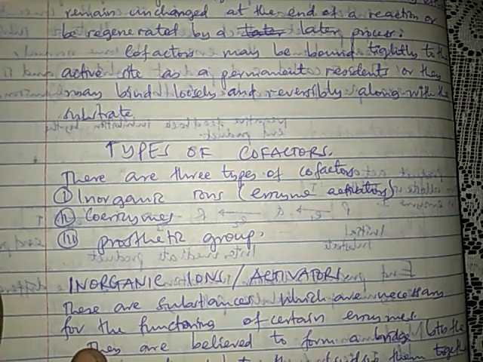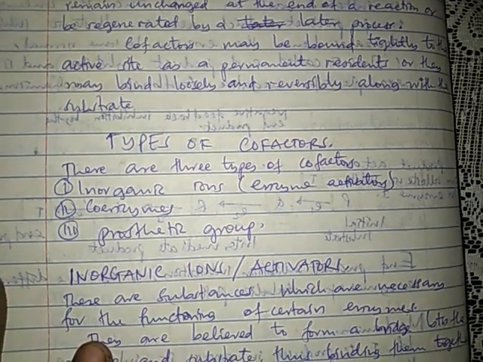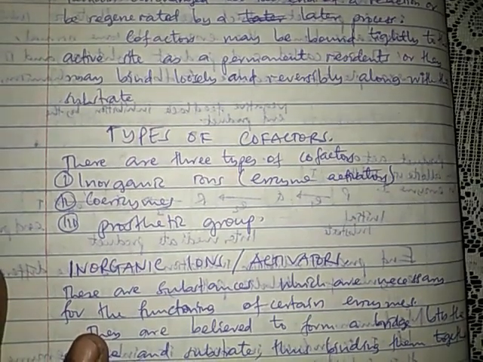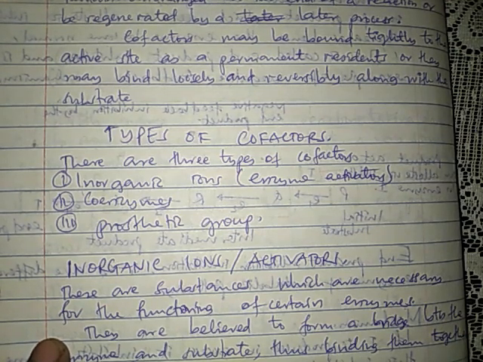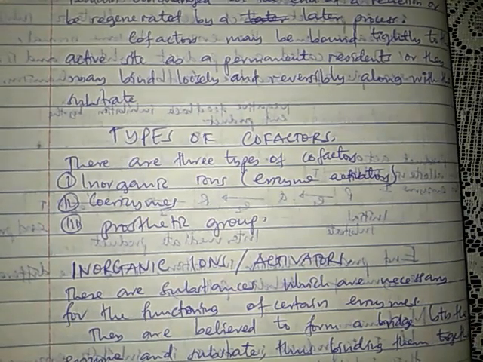Tuna three types of cofactors. Ya kwanza ni inorganic ions, na they are normally called as enzyme activators. Inorganic ions are normally called as enzyme activators. Then we have coenzymes, then we have prosthetic groups.